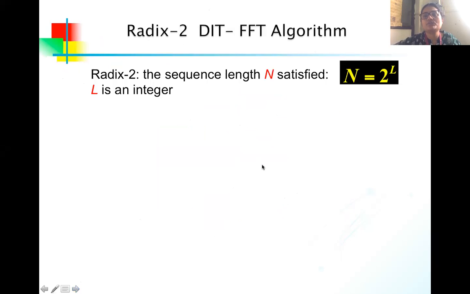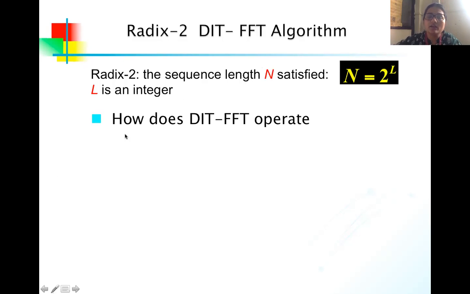So in the radix 2 algorithm, we will see what the radix 2 algorithm is. The sequence of length n should satisfy n is equal to 2 raised to L. The number of points present in the sequence should be in the form of 2 raised to L. So L is an integer, and L also decides the number of stages through which you are going to operate upon the signal.